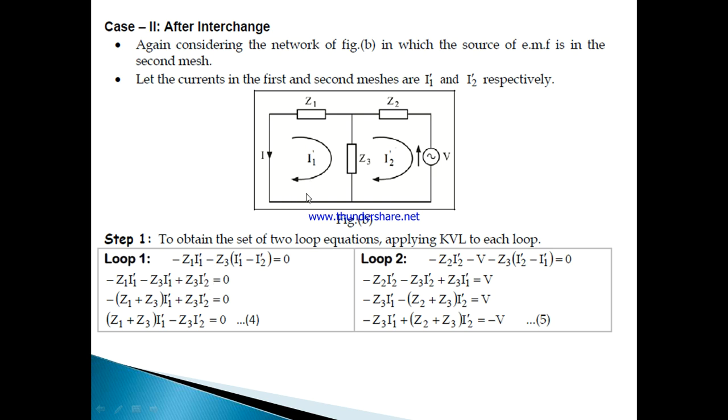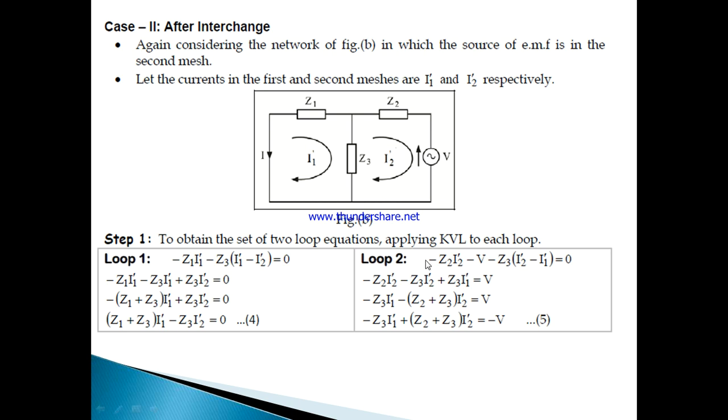If I am going for getting I1' and I2' currents, here I am applying KVL for the two loops. After applying the KVL to the first loop, we will get the expression as (Z1 + Z3) I1' - Z3 I2' = 0. So this is the expression for loop 1.